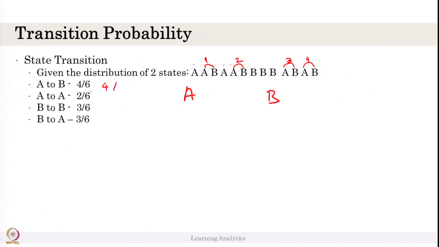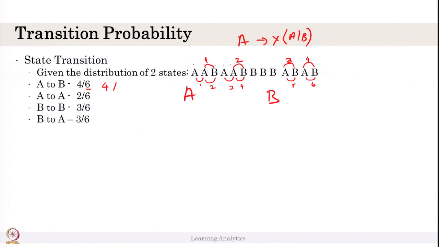What is 6? The 6 indicates how many times A transitions to another action, that is, how many times A to X happens. The X can be A or B. If you look at the transitions from A, this is the 1st transition from A, this is the 2nd, this is the 3rd, this is the 4th, this is the 5th, this is the 6th. A to X, it can be A or B.